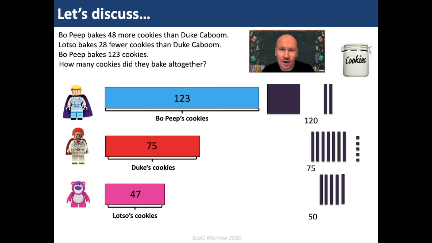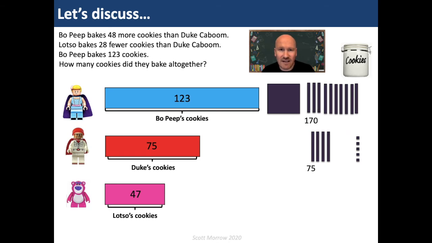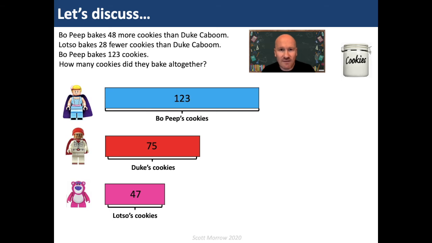Let's add 50 to the 120. That takes me to 170 and I've still got that 75 to add on. Now, instead of doing that in one jump, I could take 30 of the 75. That takes me up to 200 and it leaves me with 45 left to count on. So I can add those remaining 45 to get 245 cookies altogether.